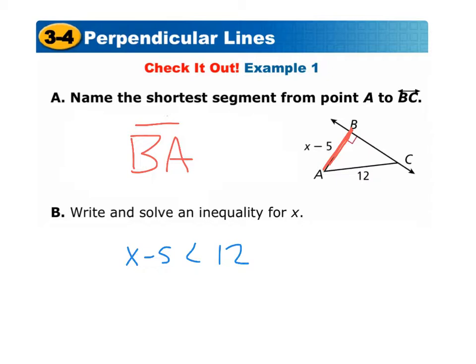We would do the same thing as if this was an equal sign. So how do we get x all by itself? Add 5 to 12. So we add 5 to both sides. So these would cancel out. We get x is less than 17. Perfect.